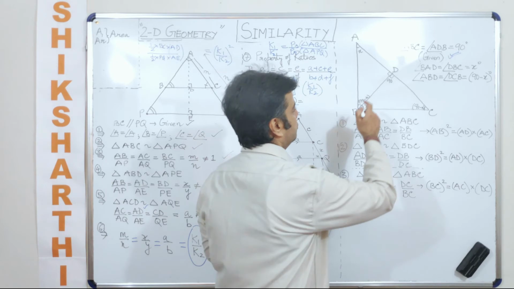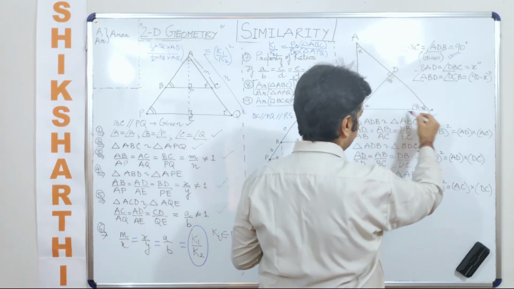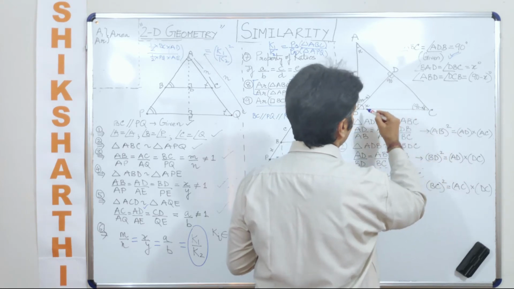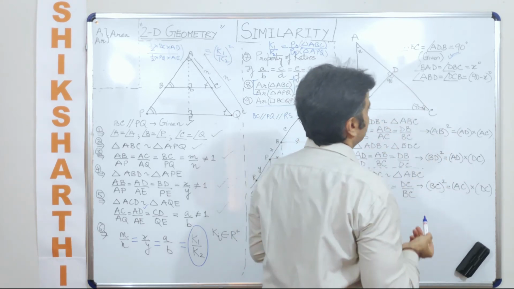Okay, so it is given here that the angle ABC is the same as angle BDC or ADB, which is nothing but 90 degrees.